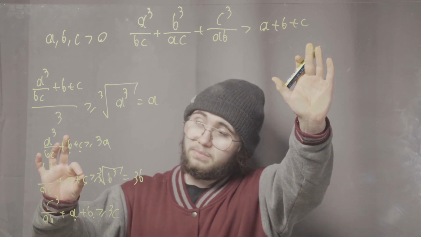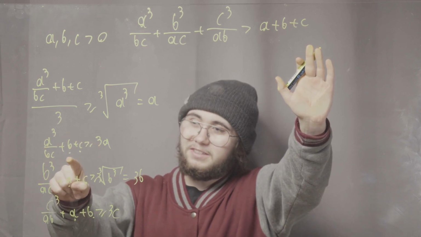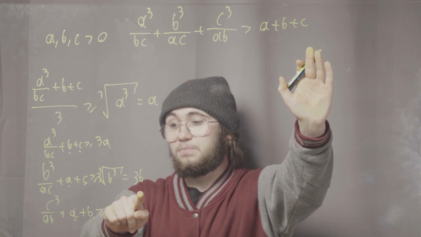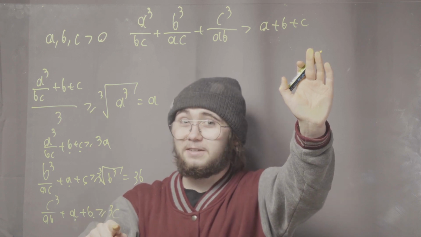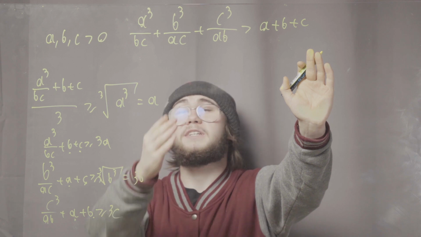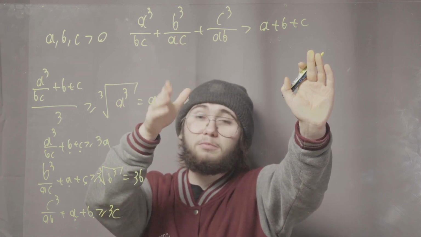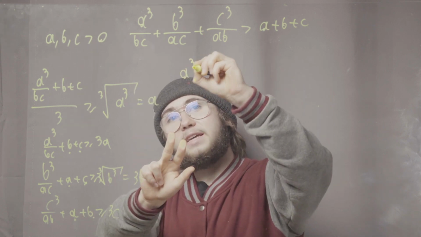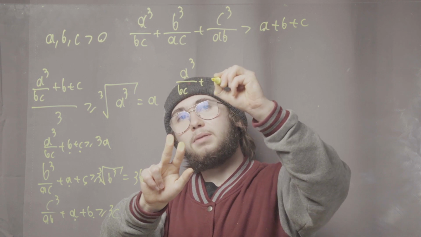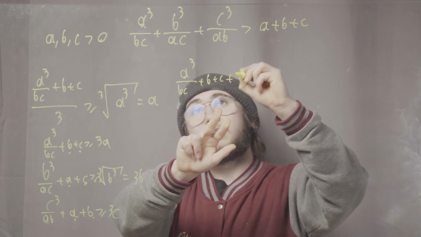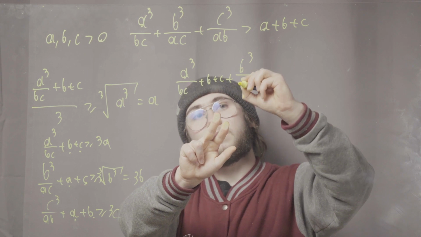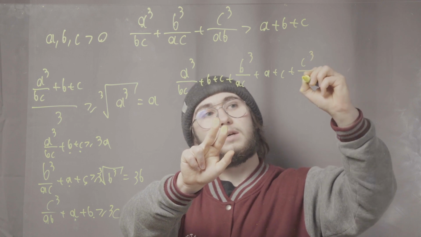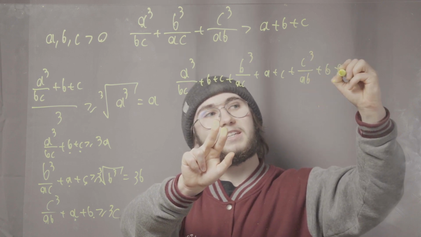And here we see that this is greater than or equal to 3a, this is greater than or equal to 3b, and this is greater than or equal to 3c. And so this would be absolutely perfect. Now, let's just add 2 a's, 2 b's, and 2 c's on both sides of the equation, and look what we're gonna get. We will get a cubed by bc plus b plus c, b cubed by ac plus a plus c, and c cubed by ab plus b plus a.